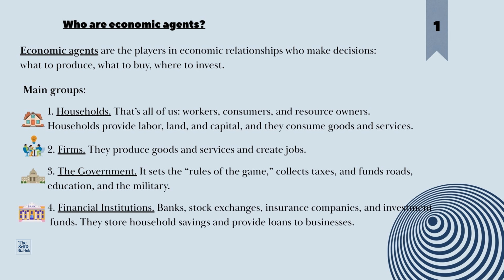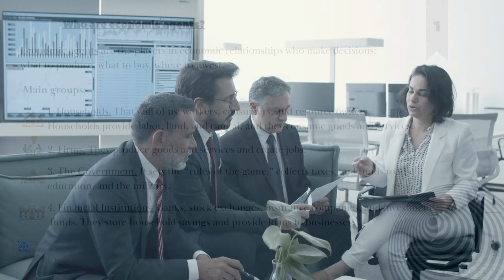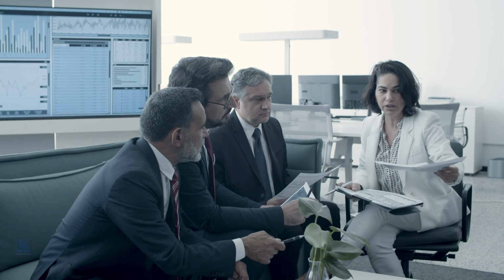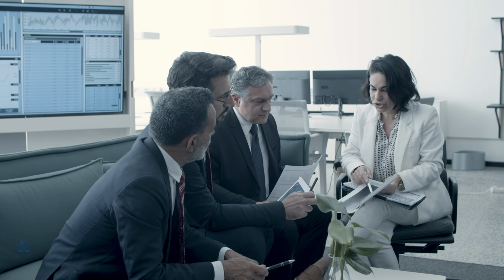4. Financial institutions. Banks, stock exchanges, insurance companies, and investment funds. They store household savings and provide loans to businesses. Examples: a bank gives a mortgage to a family in Germany. PayPal or Revolut enable instant international payments.